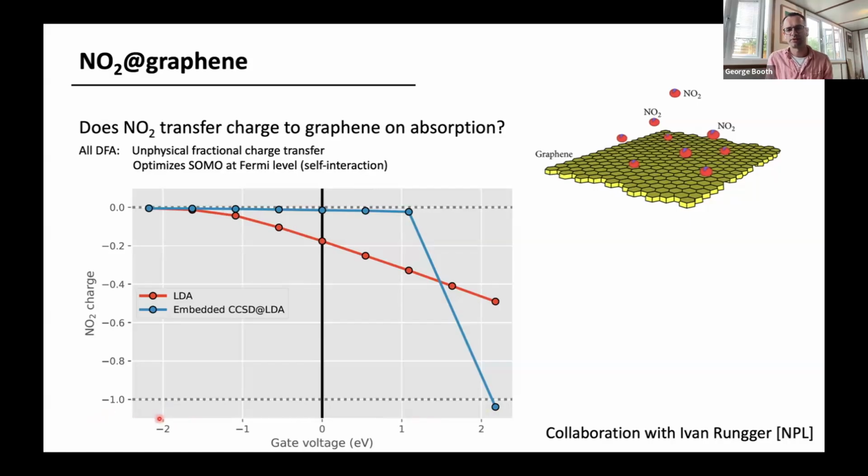And of course, all sorts of different density functional approximations lead to a smooth transfer of charge from the NO2 onto the graphene sheet due to essentially self-interaction error and the overstabilization of delocalized electronic structure. But what we find is that by taking these fragments to be the NO2 absorbate and the graphene sheet, at a given gate voltage, we get a much more physical, discrete unit charge transfer from the NO2 onto the graphene sheet. And that agreed with some experimental findings.